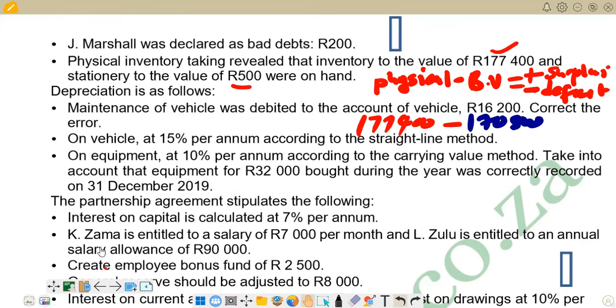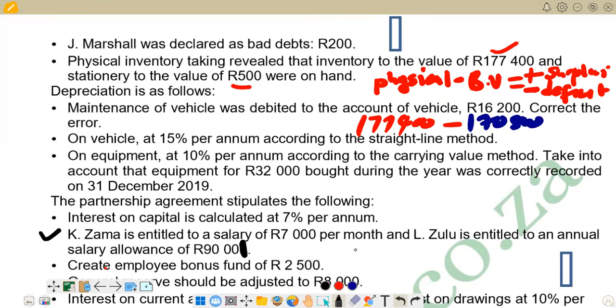Right, we are here on point 2 on the partnership agreement. They are saying K-Zama is entitled to a salary of 7,000 per month, and El Zulu is entitled to an annual salary of 90,000. So this one is a mistake here. It's supposed to be 9,000. This was a mistake. So here we've got 9,000, then we've got 7,000 per month. So what are we supposed to do?